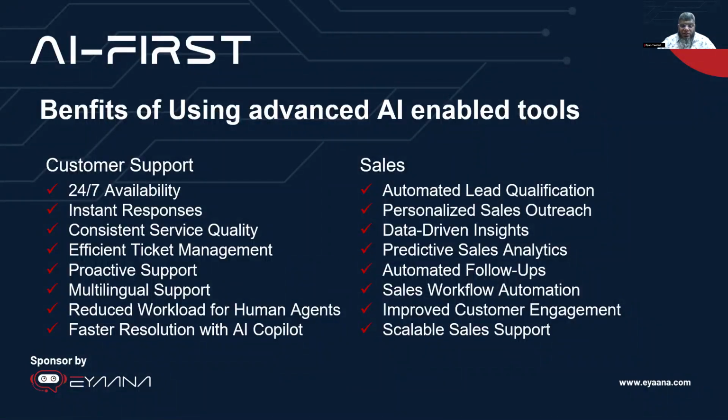Definitely you have data-driven insights, all the insights are present to the agents. You have much better analytics and everything. Automated follow-ups are there. For example, it can automate your email follow-ups, and it can remind you that you need to make a phone call and those things as well. So it's there when you are logging in. So sales workflow automation, customer engagement, and scalable sales support are a few of the benefits that you will get if you have AI-enabled tools for sales. So as we can see, if we are using these tools, most of our concerns are actually answered by AI.